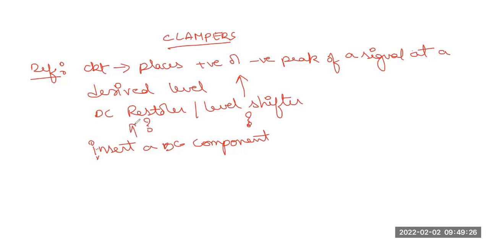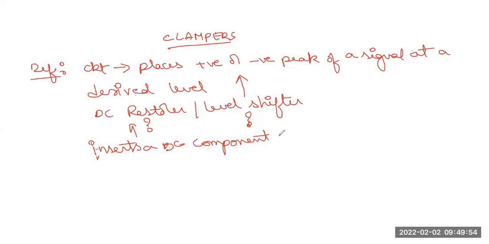That means in order to shift the peaks of the signal to a different level, the clamping circuit introduces, or inserts, a DC component. Inserting the DC component makes the positive peak or negative peak shift. So that's why we call it a level shifter, and since it is introducing a DC component, we call it a DC restorer.